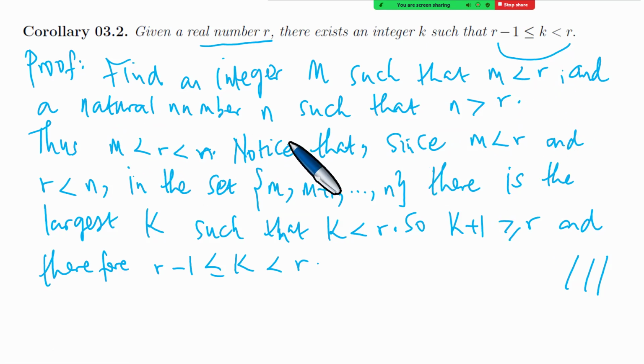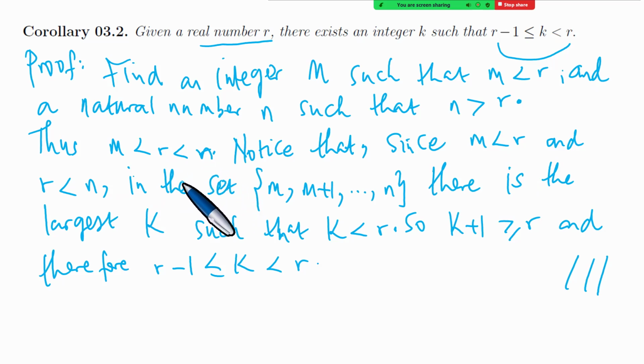And a natural number n such that this natural number is bigger than r. So we're dealing with two integers. One is smaller than r, the other one bigger than r. We are consistent with this: smaller than r, bigger than something. K is smaller than r, yet is bigger than r minus 1. Thus, m smaller than r, smaller than n.